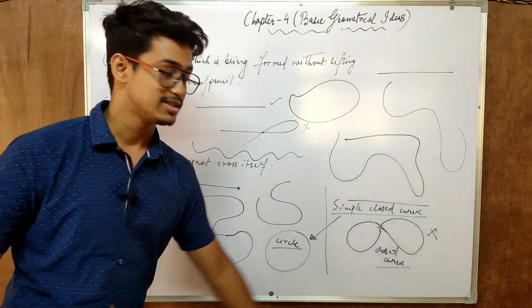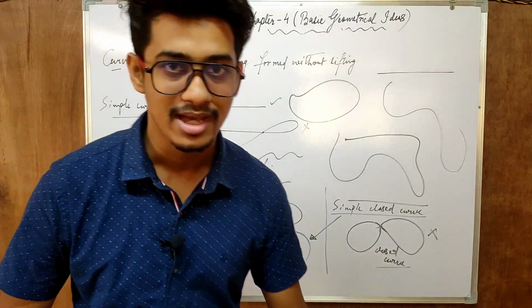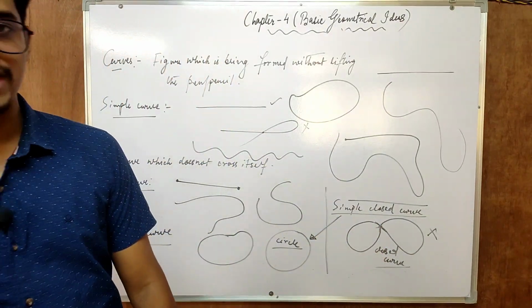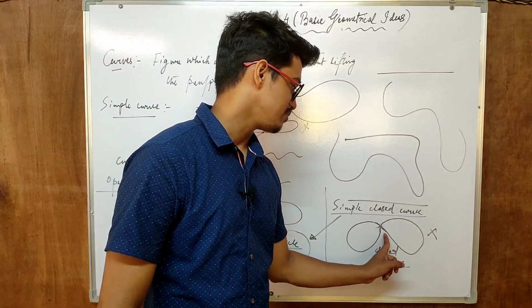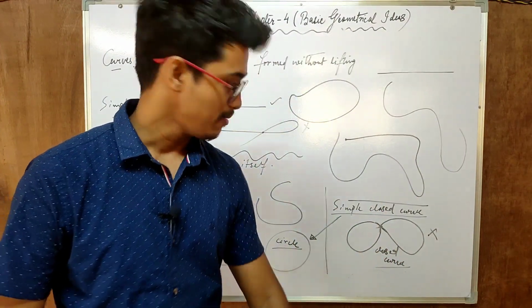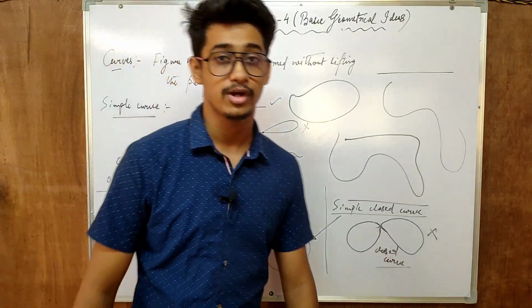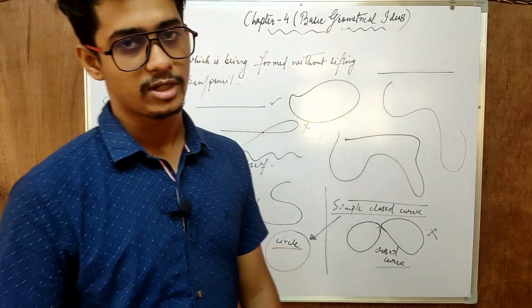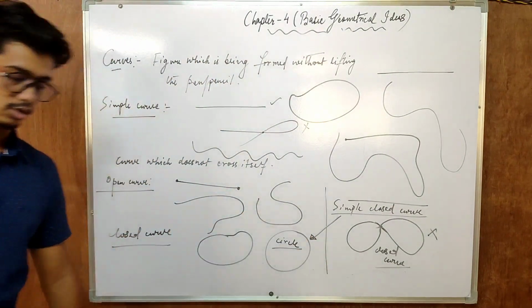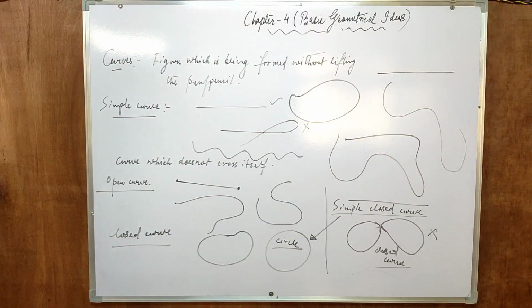All right. But this is not a simple closed curve, because a simple closed curve signifies that the starting and the ending point should be the same. That is okay, but it doesn't intersect with itself. So here the intersecting point is clearly visible. So we cannot say that this is a simple closed curve. All right, done. Okay, fine.